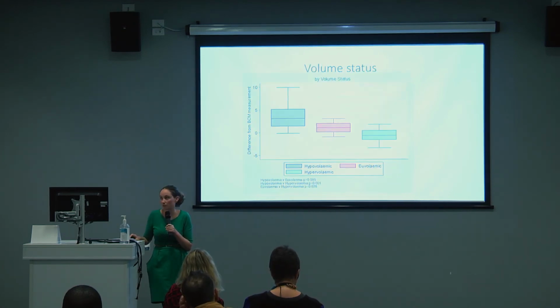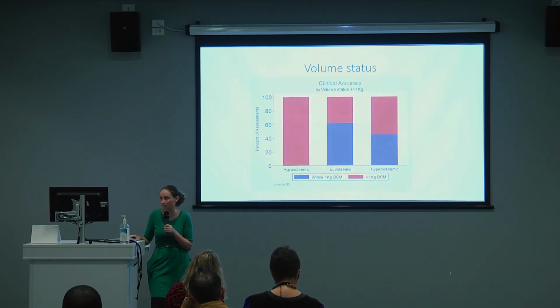The next thing we looked at was the volume status, so what the patient's volume actually was. Were they underfilled, euvolemic, or hypervolemic? And the biggest difference was actually found in people who were hypovolemic. They had the biggest difference from the BCM measurement. The people who were euvolemic were the closest. And again, no one who was hypovolemic had an accurate clinical assessment.